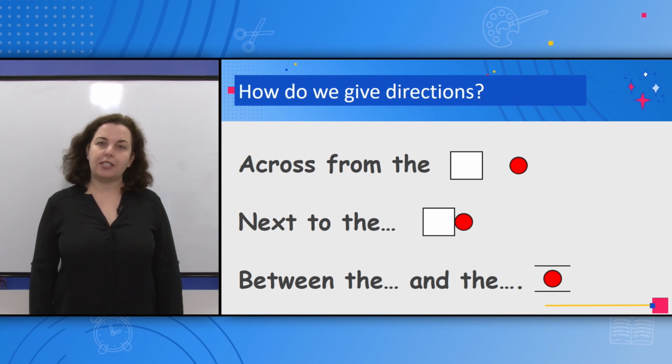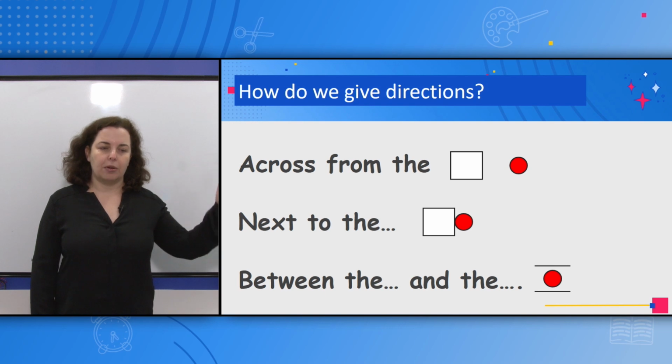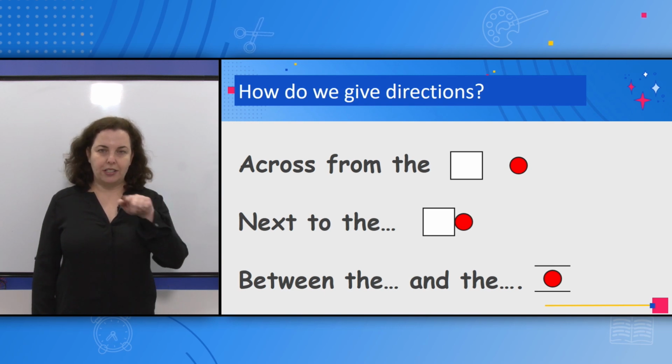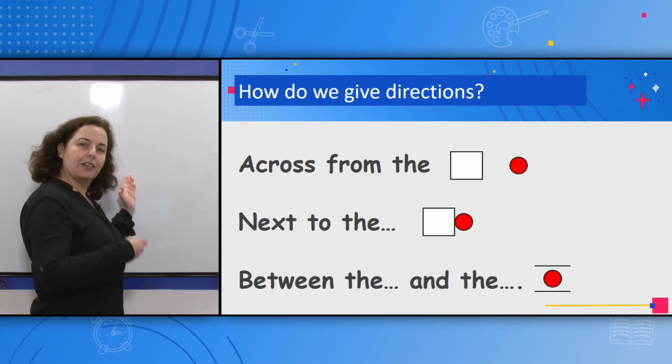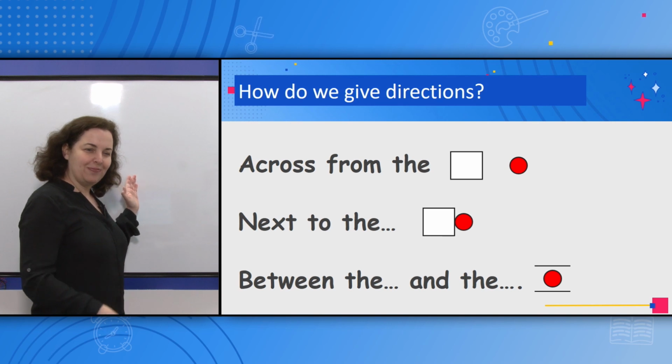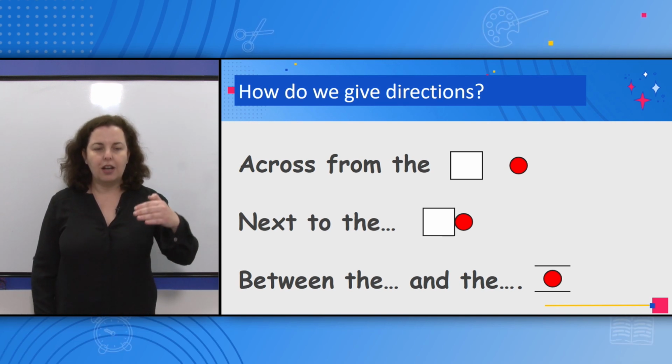And the last point on the slide is between the something and the something. The red dot is between the 2 lines. I am between the board and my camera over there. Between. Between 2 things. Between the and the.